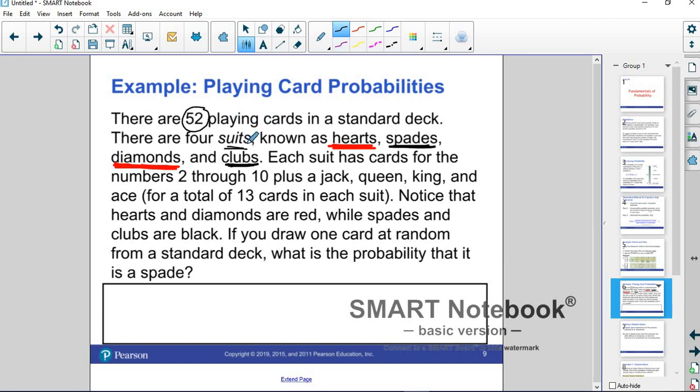Every one of the suits has cards for all the numbers 2 through 10, plus there's a jack, a queen, a king, and an ace. There's a total of 13 cards in each suit. So you can think of the ace as high or low. That's not important for us. We're just counting the total number of cards. As I mentioned, diamonds and hearts are red. Spades and clubs are black.